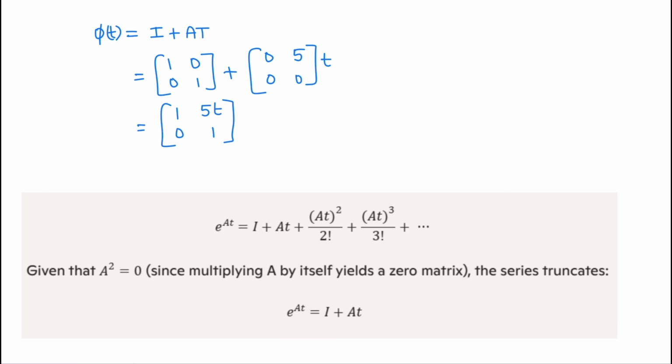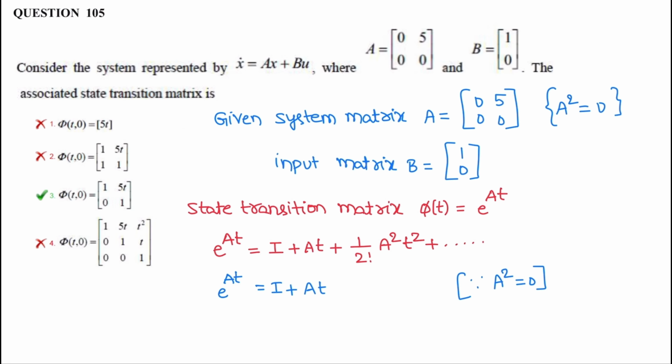So on solving, phi of t is equal to e power At is equal to I + At. I is the identity matrix [1 0; 0 1] plus the A matrix [0 5; 0 0] times t. So phi of t is [1 5t; 0 1]. Correct answer is option 3.